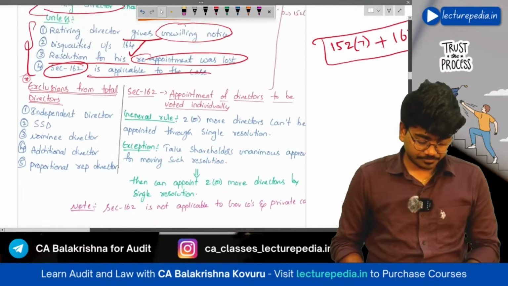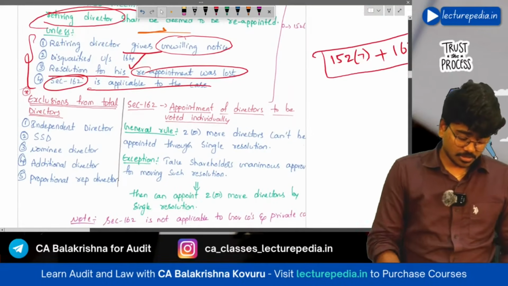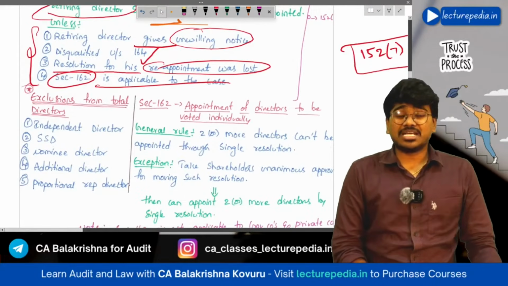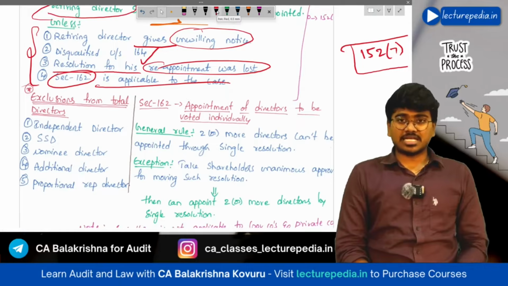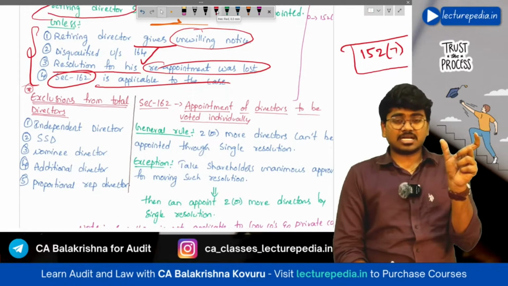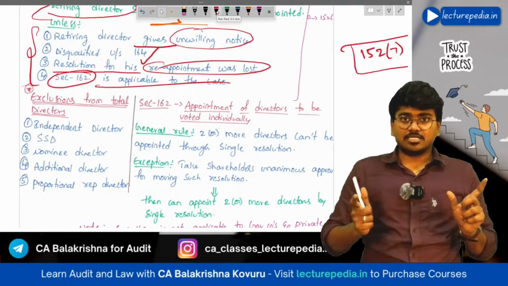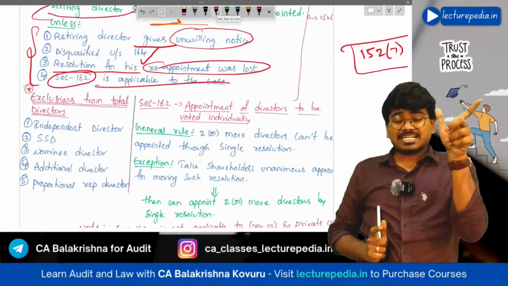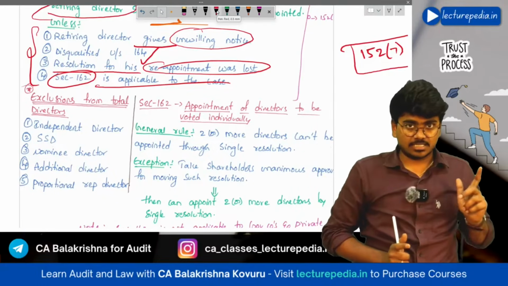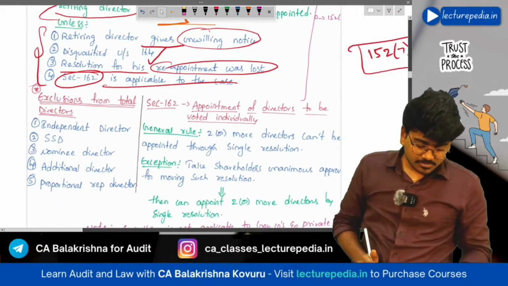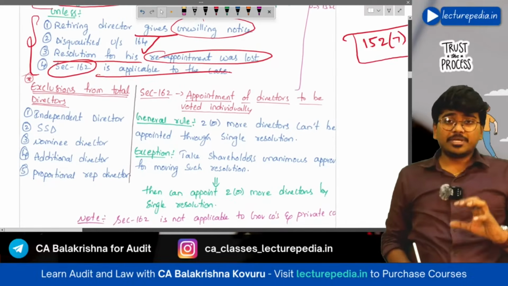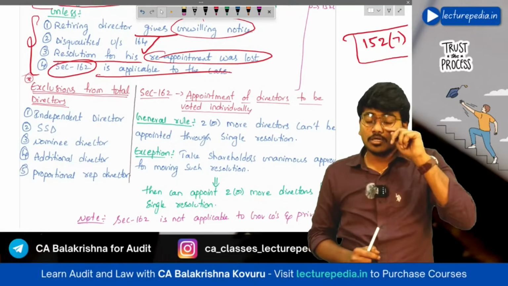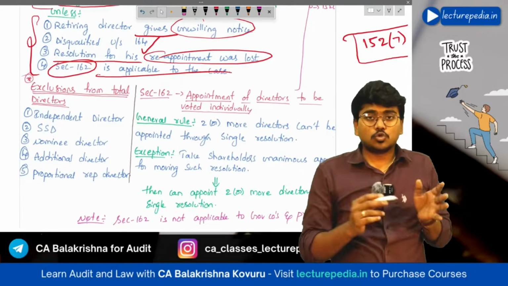Before going to that, another small point. For the purpose of calculating rotational directors, you will take the total directors, right? For the total directors, you will apply 2 by 3, right? 2/3 of total directors should be rotational. So who should be included in the total directors? Basically, certain directors should not be included. There are certain directors who have to be excluded from the total directors for calculating the 2/3.